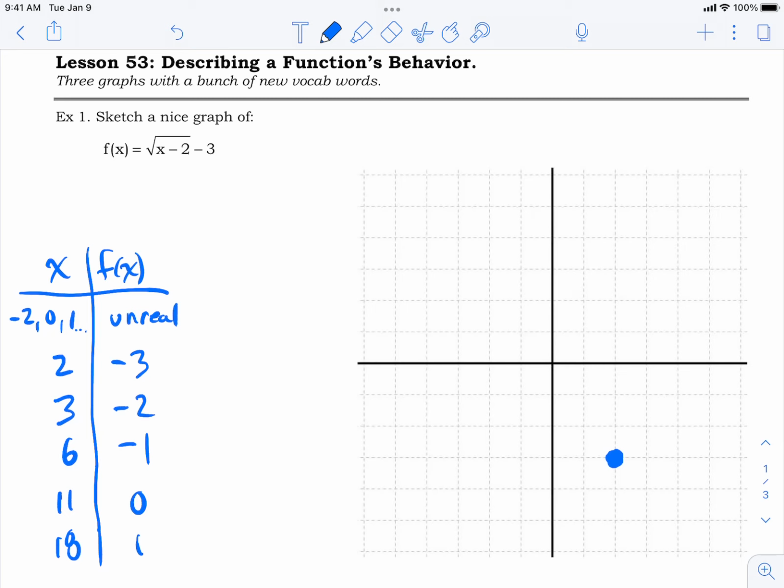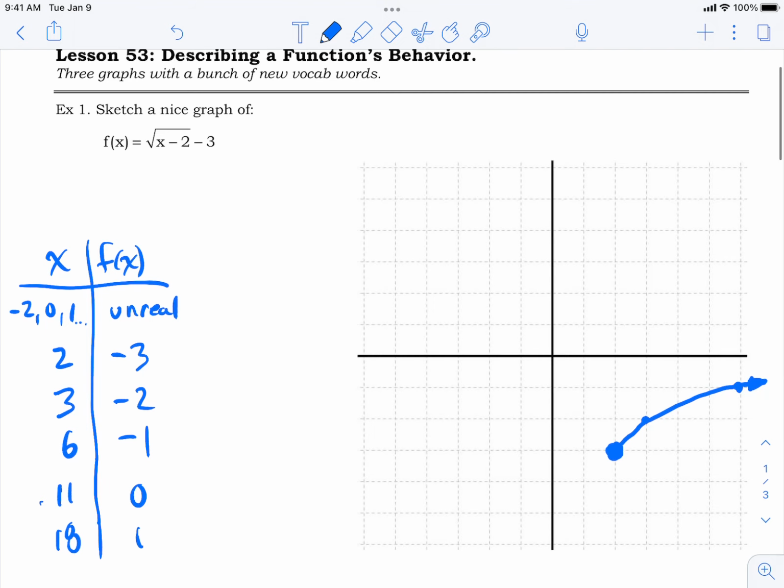When x is 3, y is -2, so that'd be about here. I can make a smaller point now. When x is 6, y is -1. Okay. And so we're getting off the graph, but it starts here, and you can tell you got to go way out to 11 before you reach the x-axis. So I'll just show an arrow to show that it just keeps climbing like that, right? And there, nice graph. Notice how nice I'm being, or how proper I'm being here, right? I have a big dot to show the end.